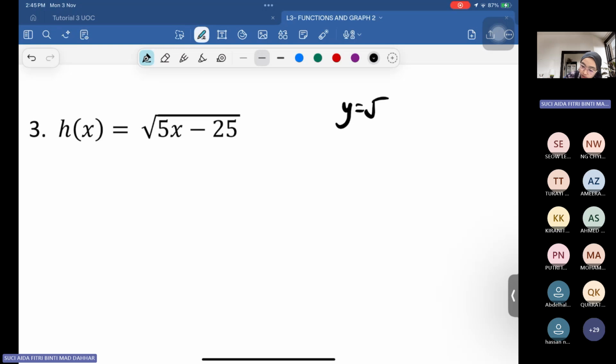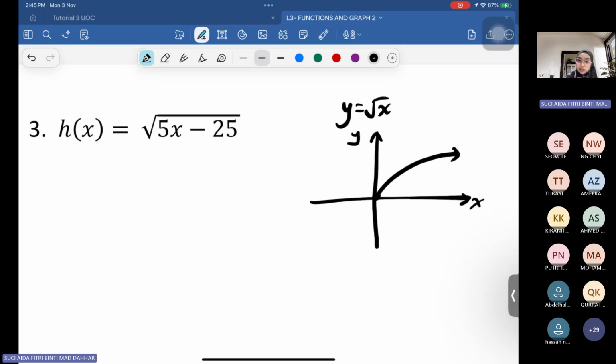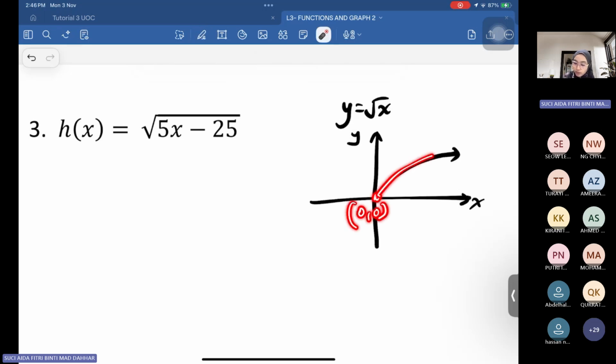Y equals square root of x. And it looks like this. It starts from the origin going outwards like this. This is the x-axis, y-axis. So you have to remember this basic graph, okay? It starts at the origin, (0, 0), going outwards. Nothing below here, okay?